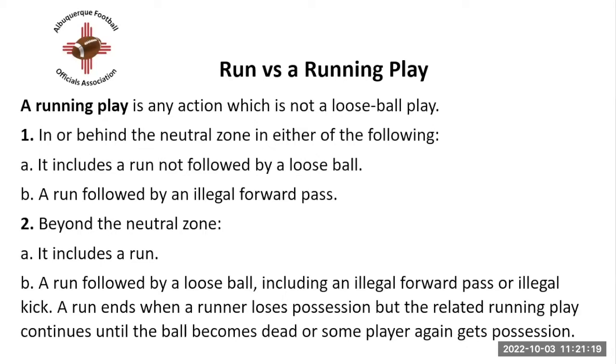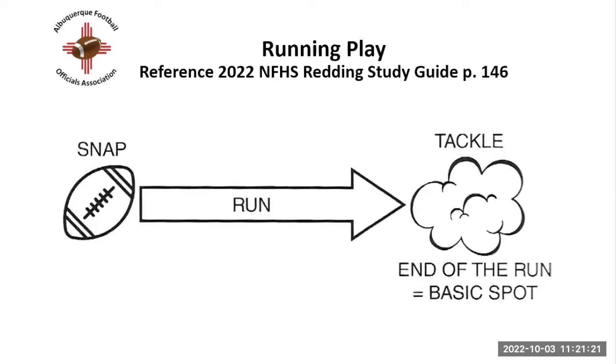We're going to have some graphical examples of this here in a second, starting right now. The most basic running play is when the quarterback takes a snap and runs and the ball never becomes loose and they get tackled. That's a very short running play. And the basic spot is the end of the run. Okay, could also be a quarterback takes a snap, hands the ball off, and the runner gets tackled. At the end of that run is the basic spot. Okay, that's the most basic running play we have.